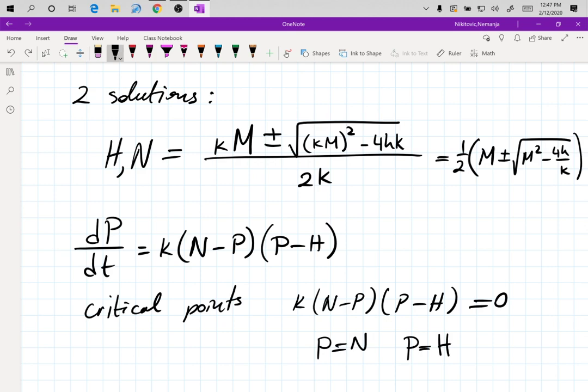So when you have these values, now you can do the analysis, and you can see whether the harvesting would kill off the population, because it can, right? Harvesting can kill the population.